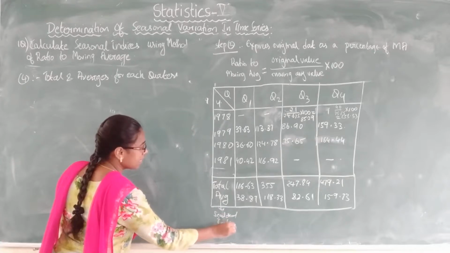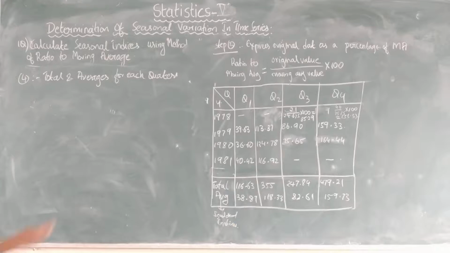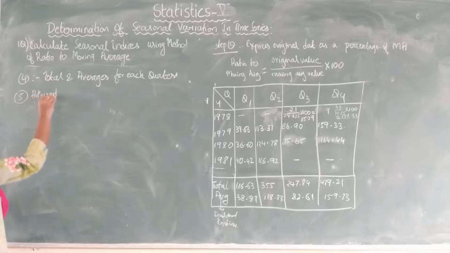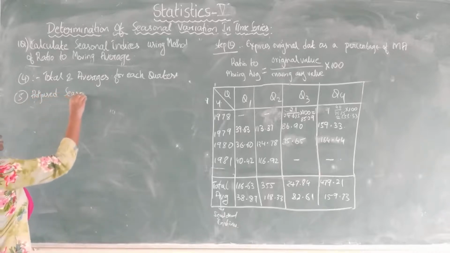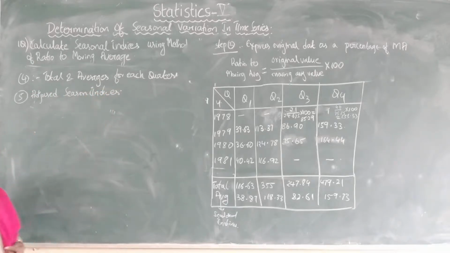For these seasonal indices, we have to make some adjustments. In the fifth step, we are going to calculate the adjusted seasonal indices. The formula for the adjusted seasonal indices is adjusted SI. Seasonal indices we will be writing with SI.